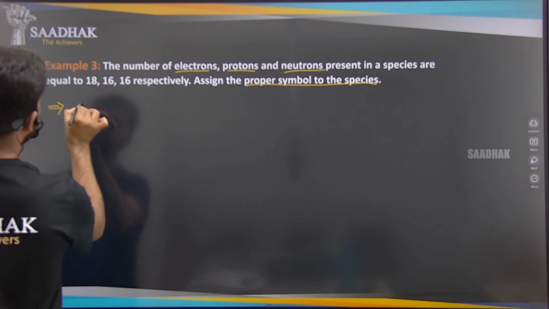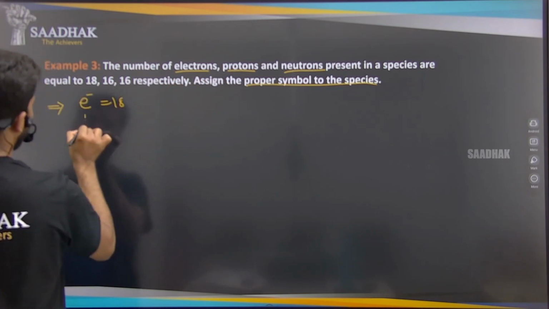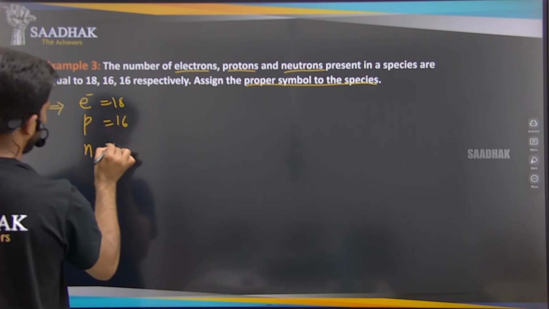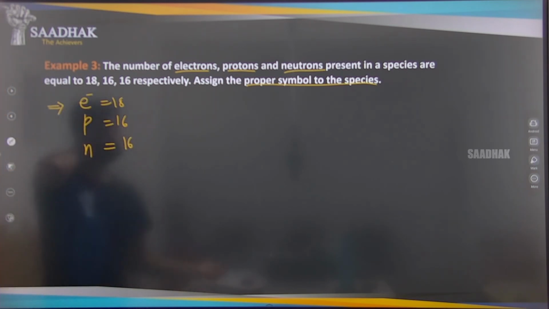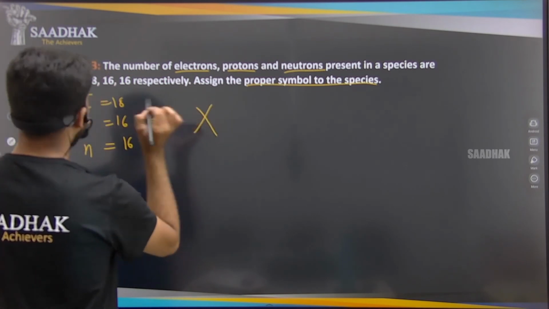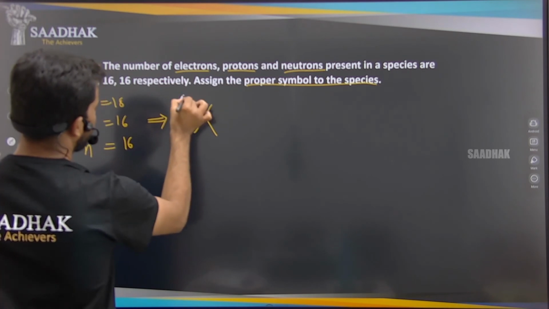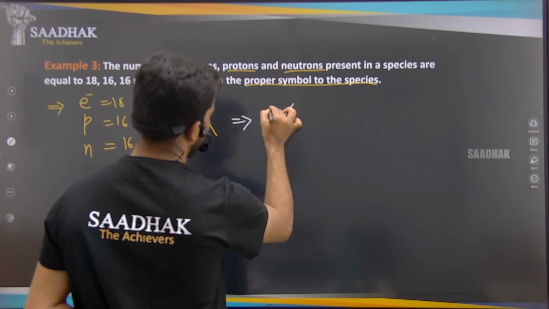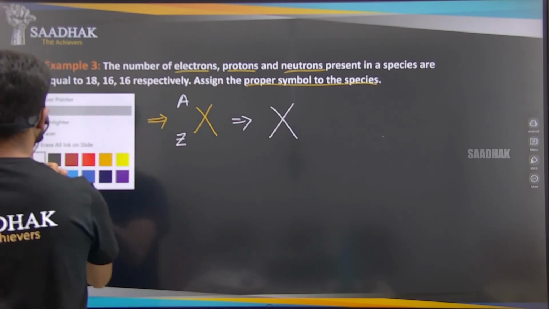So the number of electrons is 18, the number of protons P is 16, and the number of neutrons, small n, is 16. So this is the given data. Now we have to find the symbol. So first X. In this X, this is our Z, this is our A. Start from basics, don't worry. Take your time, start from basics so that you will have the best clarity on this topic.